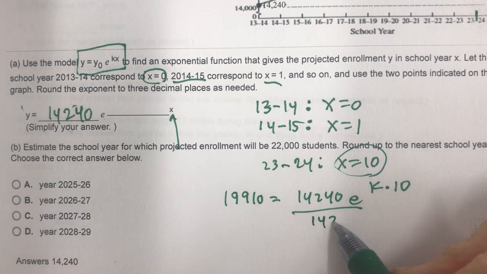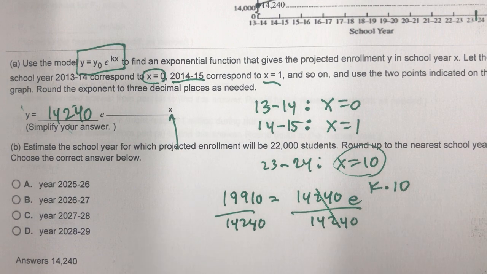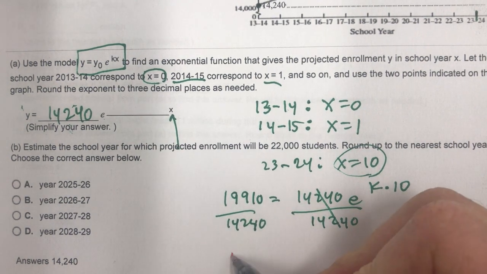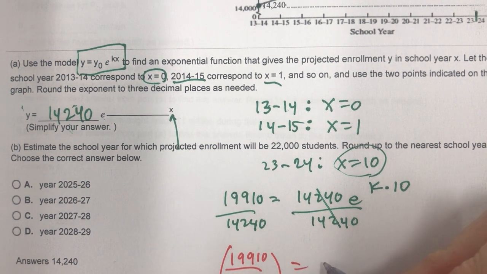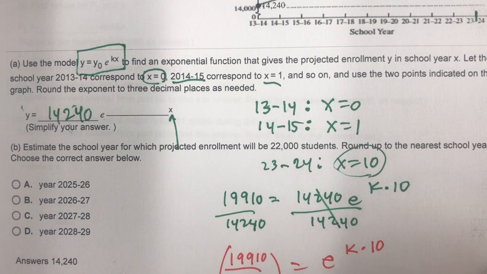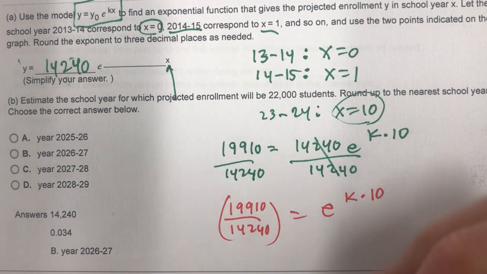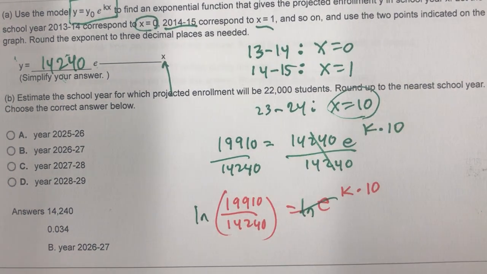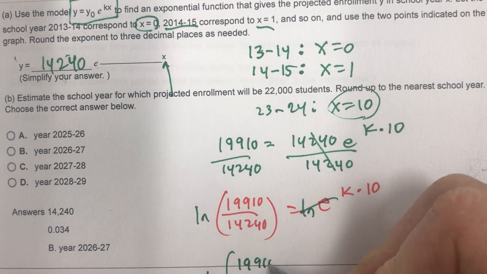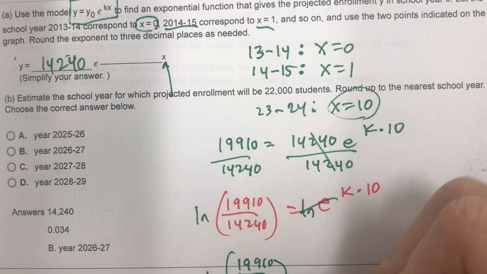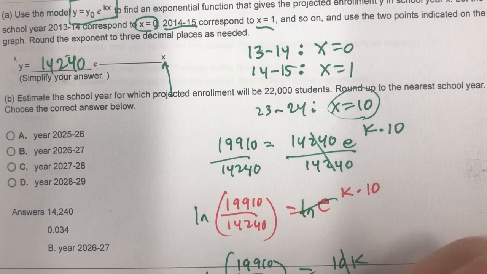So I've got to divide both sides by 14,240. This cancels off. Now as I've told you before, it's probably best to just leave this and divide it and stuff later. Which means now I'm going to do natural log of both sides because that'll cancel off my e. So that means the natural log of 19,910 divided by 14,240 equals 10k. And now divide by 10. And then k is going to equal this.